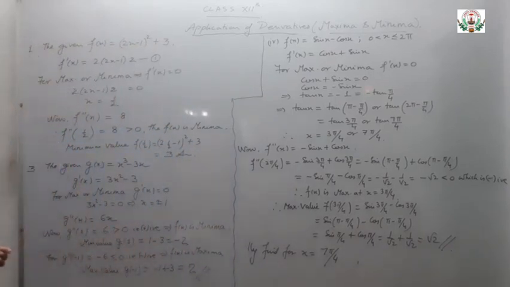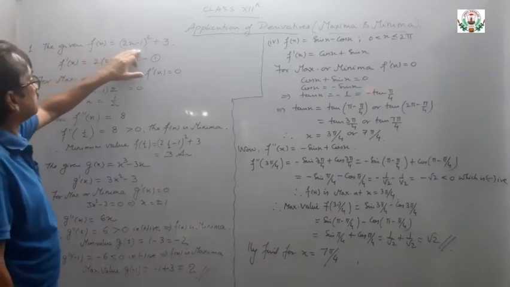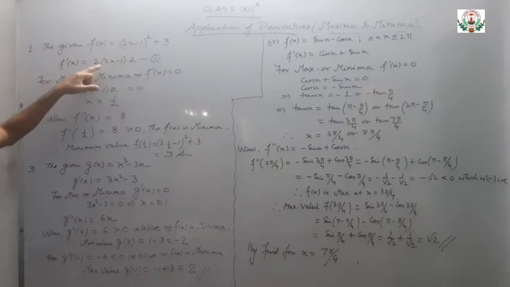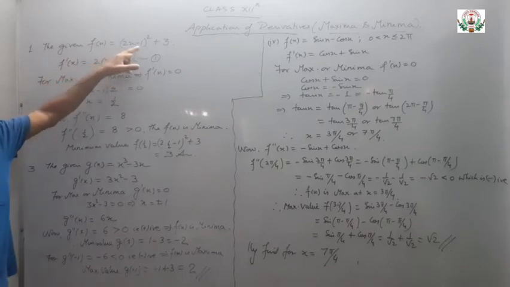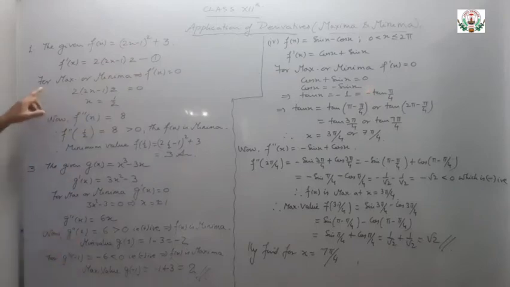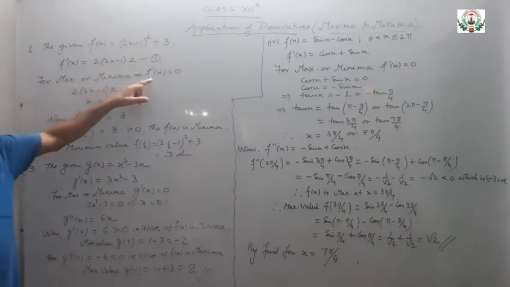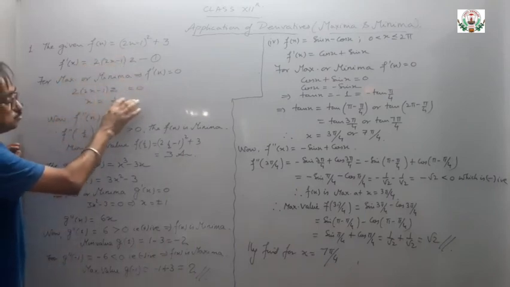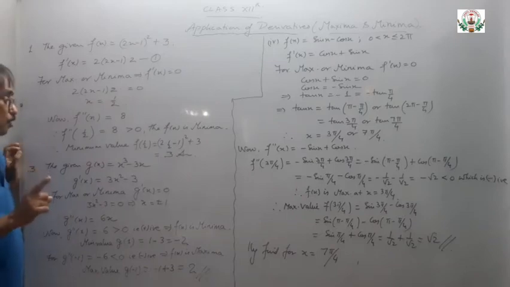Let us see one of the problems. The given function is f of x equals (2x minus 1) the whole square plus 3. We find f dash x: 2 into (2x minus 1), and the differentiation of 2x minus 1 is 2, the constant gives 0. For getting maxima or minima, we equate f dash x equals 0. When we equate this, we get x equals 1 by 2. That is our one point.